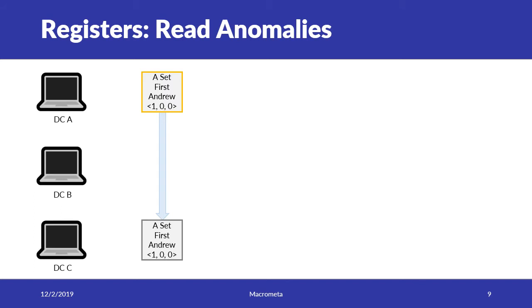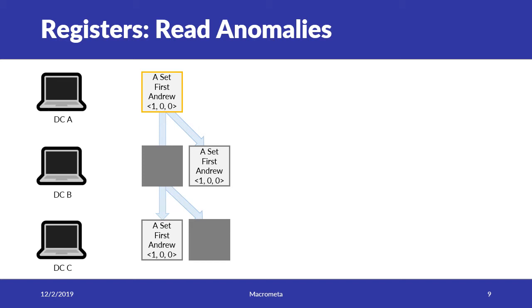So if A sets the first name, let's assume a document with a first name, last name, and middle name, A will set the first name to be Andrew and propagate that update. Similar to the execution before, except instead of A changing the first name, A will then set the last name to Carnegie.